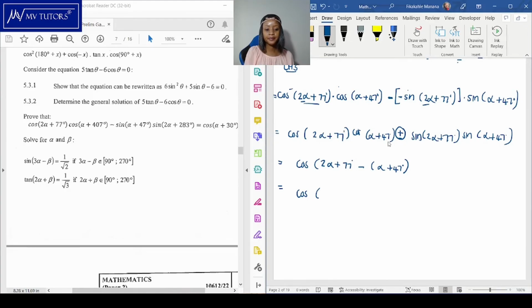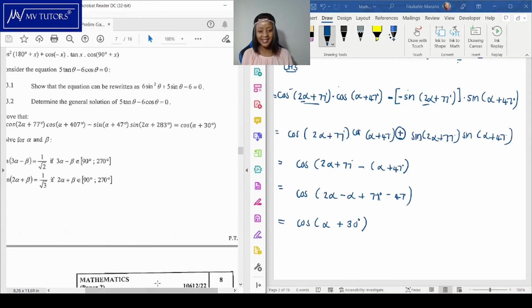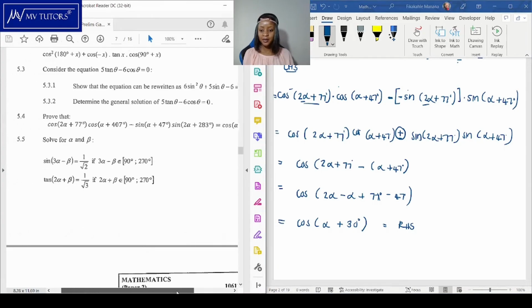So 2 alpha, and I can see it's minus alpha there, and I have 77 minus 47. Okay, so 2 alpha minus alpha, that's just alpha. 77 minus 47, well, 7 minus 7 is 0, 7 minus 4 is 3. So I have 30 degrees. And is that what the right hand side is? Yes, the right hand side is cos alpha plus 30. Okay, so far so good.